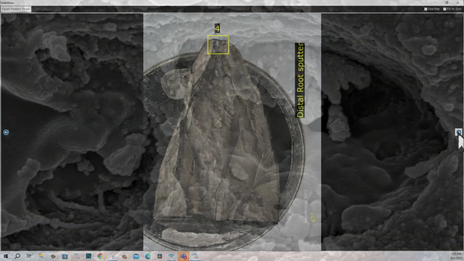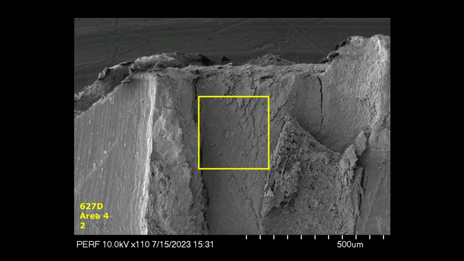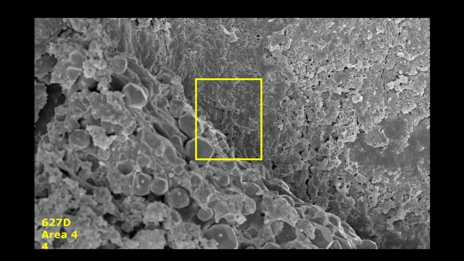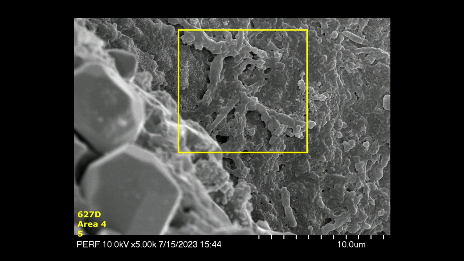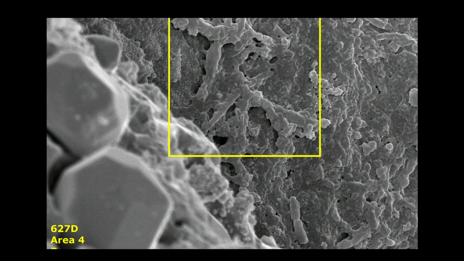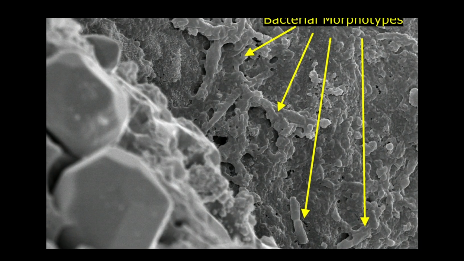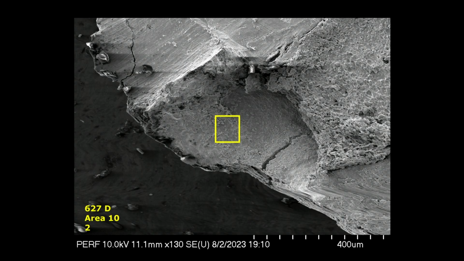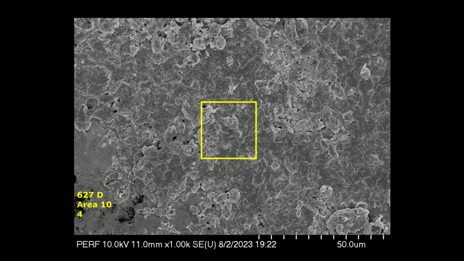At the terminus of the distal root in the area labeled number 4, a closer examination of this area suggests true bacterial morphotypes, along with the sealer, instrumentation debris, and some predentin debris. Here you can see the demineralization of the collagen substructure, as well as what I am suggesting are bacterial morphotypes. In area 10, in the same general area, as we zoom in, you see part of the mineralized predentin structures, but also the suggestion of bacterial morphotypes.